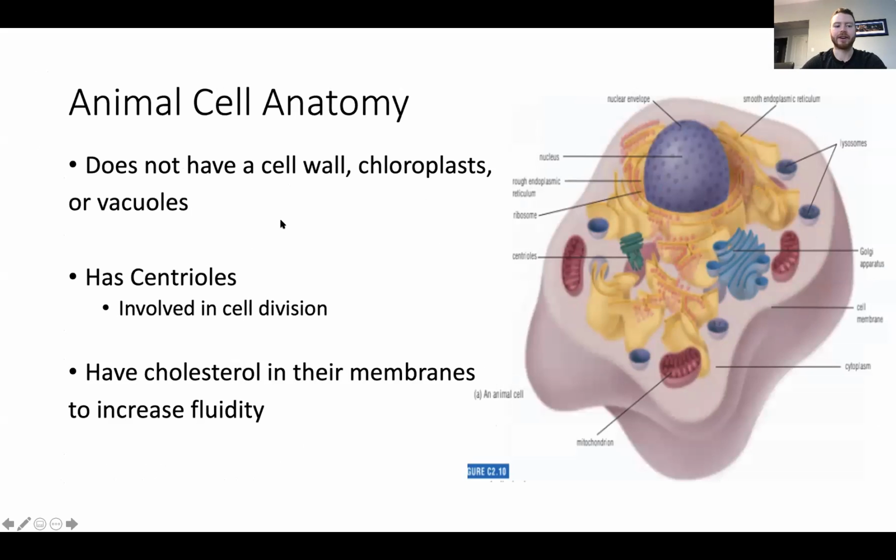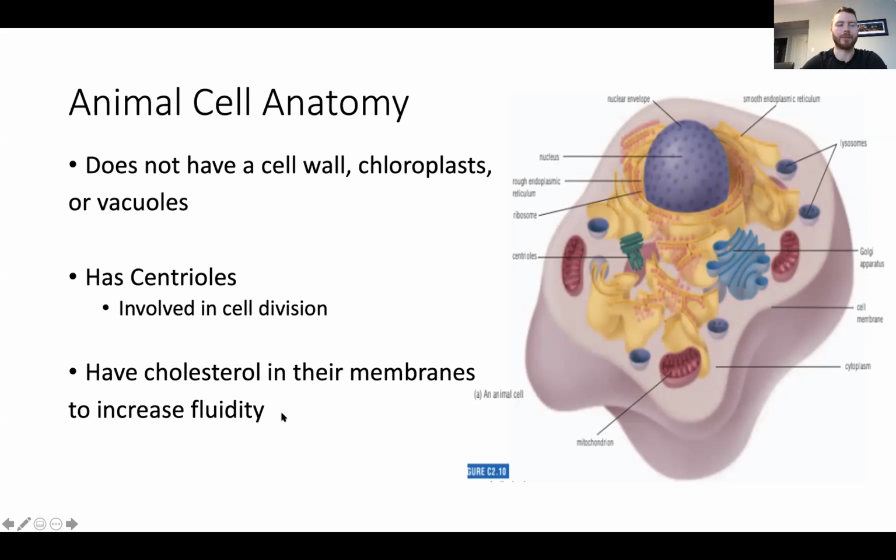One thing that it has, which plant cells do not, is centrioles. And centrioles are involved in cell division. They're responsible for making sure that the chromosomes are all lined up at the anaphase plate. Animal cells have centrioles, and they also have cholesterol in their membranes to increase fluidity. This is just going to make it so it does not break if it gets to really cold temperatures.